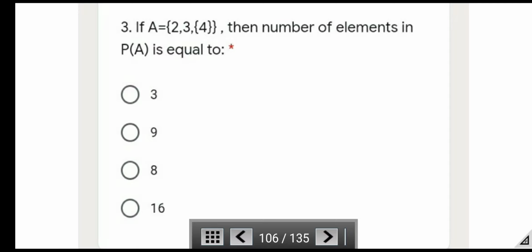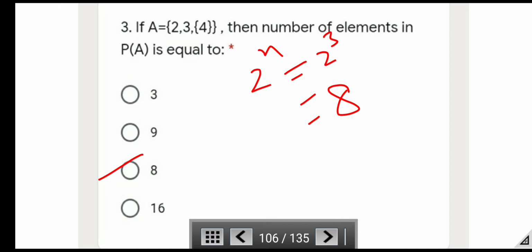Third question, if A is equal to 2, 3, 4, then the number of elements in P(A), the power set of A, is equal to 2 raised to the power n, that is 2 raised to the power 3, which is equal to 8. So this option is right.